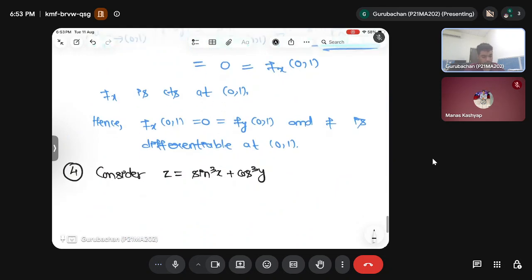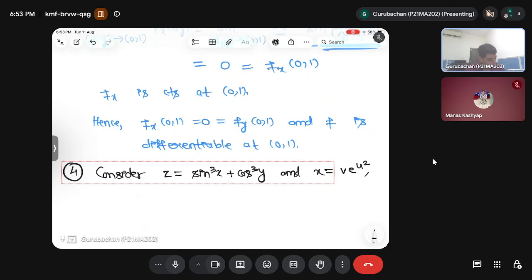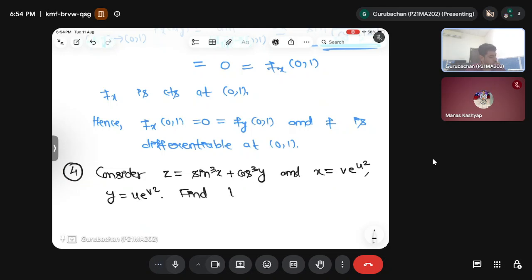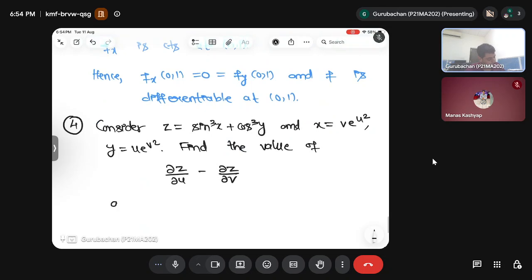So x is equal to some function in u and v, and y is equal to again a function in u and v, and we need to find the value of del z by del u minus del z by del v at u comma v is equal to 0 1.